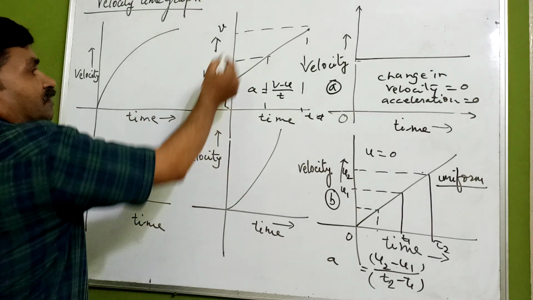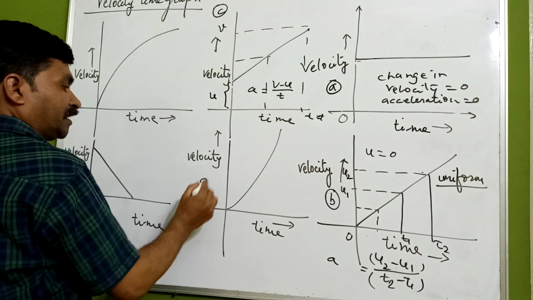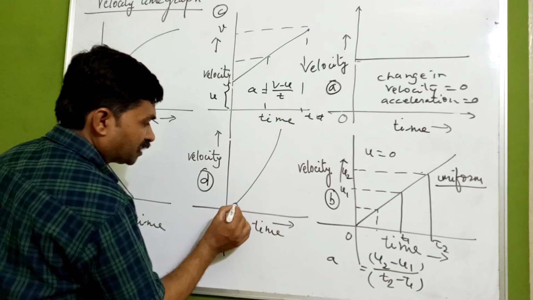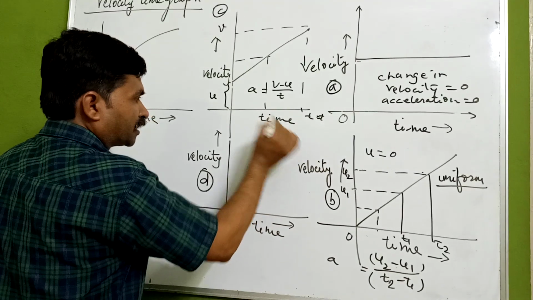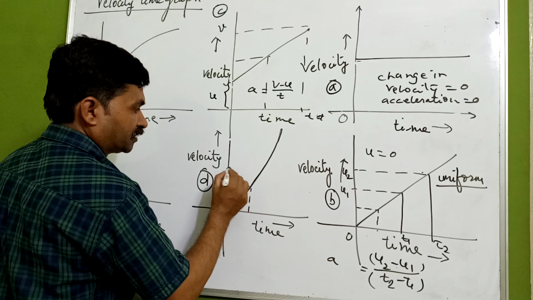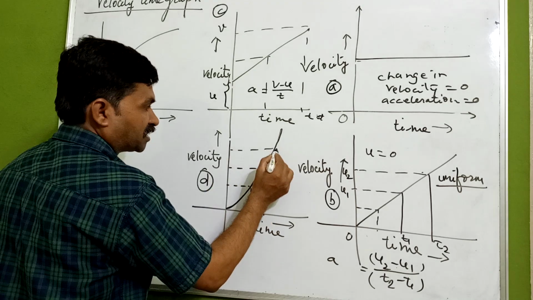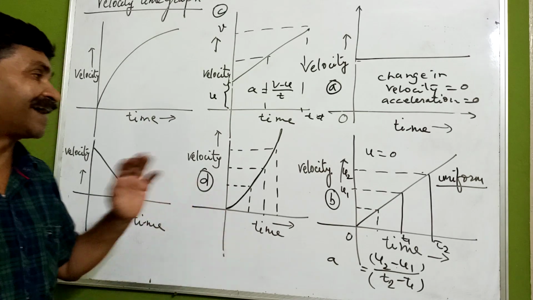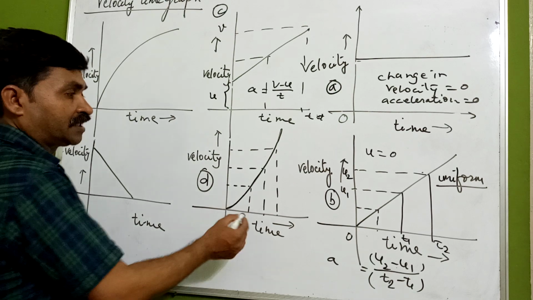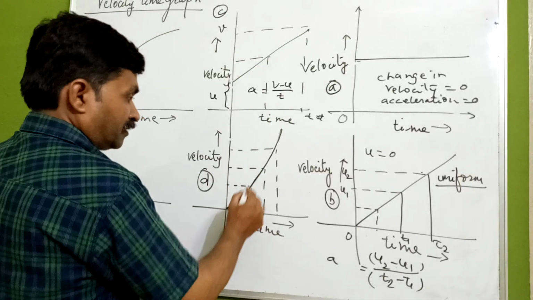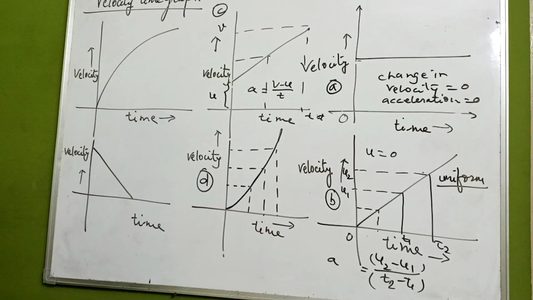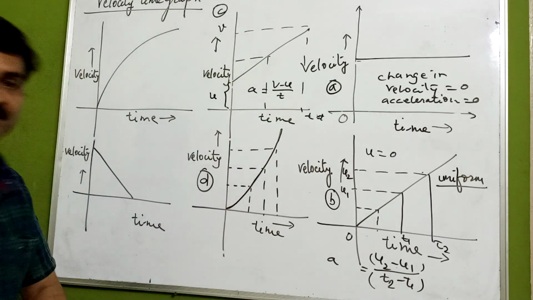Now we'll go with the next one. This is the C graph, which we can call D. Now in this D graph, it is a curved one, which means there is a change in velocity, and this is an increasing change in velocity. So again there is an acceleration. There is a change in velocity with respect to time, and this change is with increasing acceleration. That will be a positive acceleration.